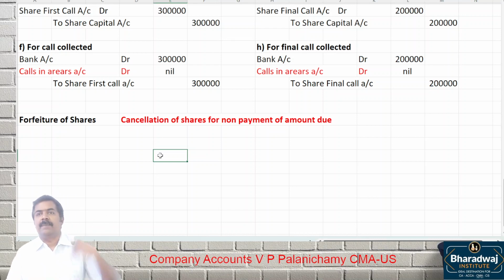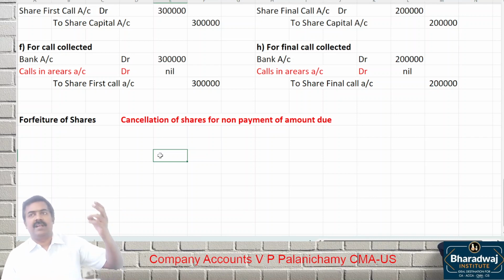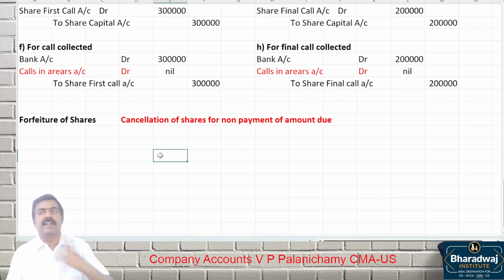Sir, what about the money paid earlier by me? Sir, I paid some money earlier. Will it be returned? I paid application money, allotment money, first call money. Only the final call is not paid. Shares are cancelled. Will you get back the money? No.